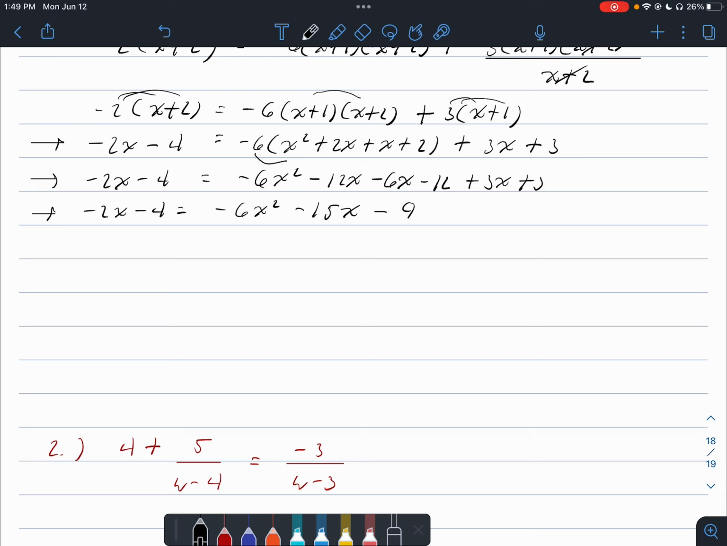Now, since these are all negative, let's bring all of these over to the other side. So we can add 6x squared, add 15x, and add 9.